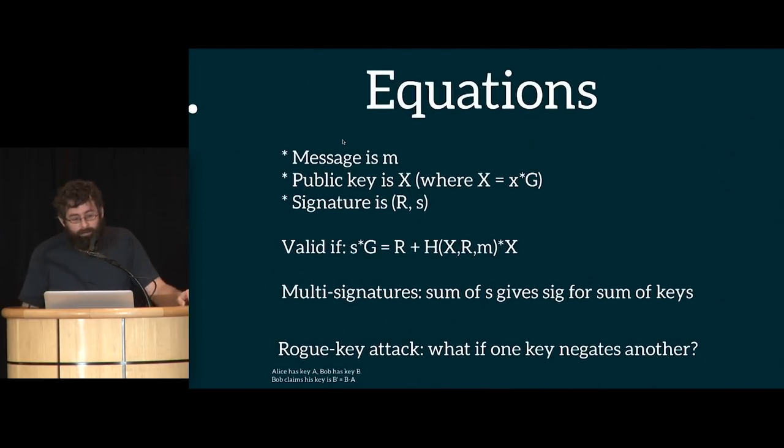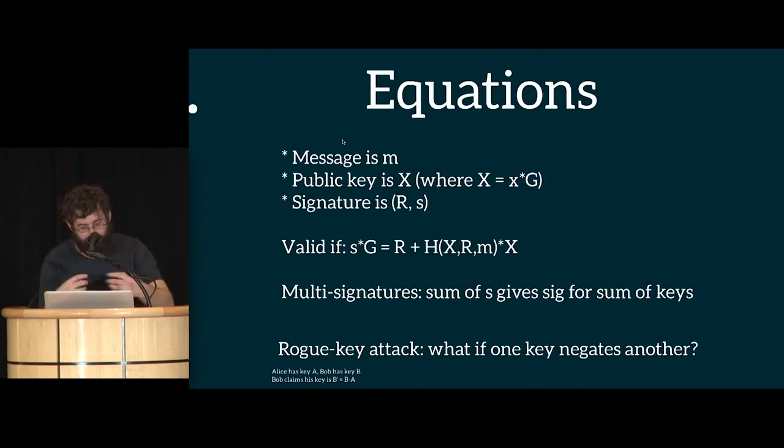Here I'll show a few equations, though I'm trying to keep it light. So the message is M, the public key is capital X, where X is the private key, small x, multiplied by the generator G, and the signature is a tuple R and S, which is valid if S times G equals R plus this hash that commits to the public key used, the R value in the signature, and the message, multiplied by the public key. And what you can notice about this equation is that it is linear.